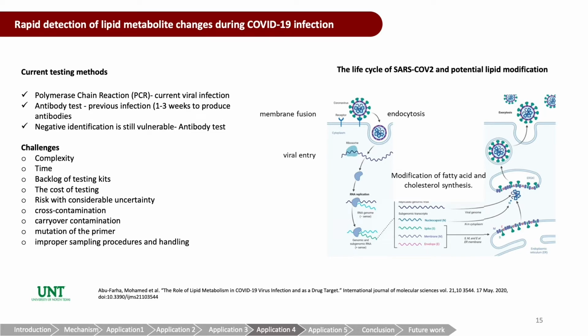And so the idea is that this life cycle of SARS-CoV-2, the potential lipid modification is shown here, with a modification of the fatty acids and the cholesterol synthesis. So this happens in the membrane. When the cell goes apoptotic, it releases all of these compounds. And we want to be able to determine whether or not these organic compounds are coming off, and can we tell the difference?